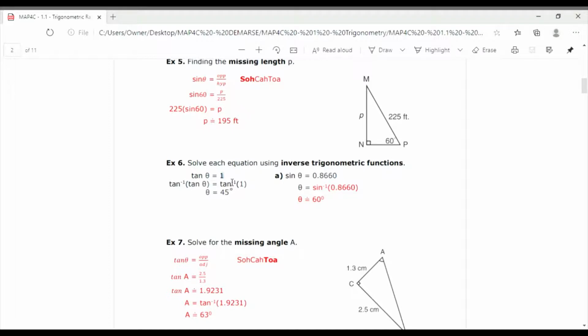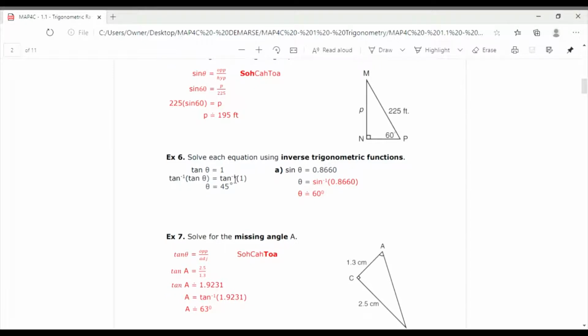In this case, that value is 1. So we will use inverse trig functions to solve tan theta is equal to 1. Now when we're looking for the angle, as is the case here, we will use the inverse trig function. To punch this into a calculator to find theta, we hit that inverse tan button. It's like doing the opposite of taking the trig ratio itself.